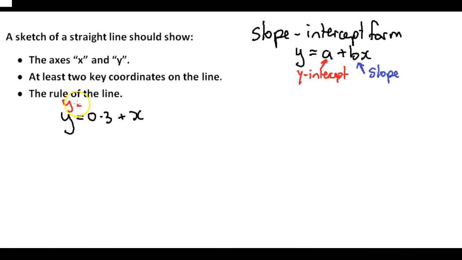Here's our next line. So again, comparing it to the slope-intercept form. This time the number by itself is first, a plus bx. So the y-intercept is at 0.3. And some people think, oh, there's nothing in front of x, but don't forget there's actually a 1 there. So the slope here is positive 1. I'm going to write it like a fraction.